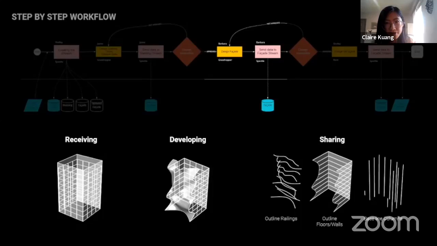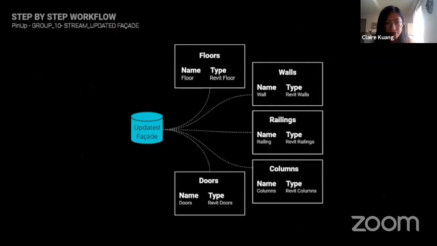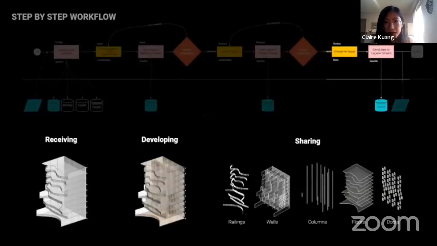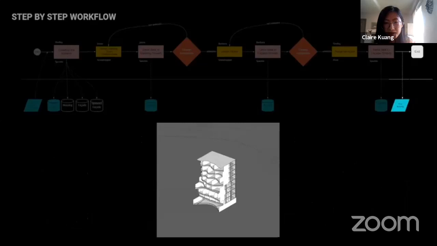And as a result, we changed the levels and columns. And then we added new railings, which are glass bottom railings. And then we adjusted the floors for the new facade. And then we adjusted the baseline columns as well. So we updated the facade and sent the Revit floors, walls, railings, columns, and doors. So here we received the data and developed it further. We had the railings that we shared, and we changed some of the facades from regular walls to curtain walls, and did the columns and added interior walls and doors. And here is the final result.